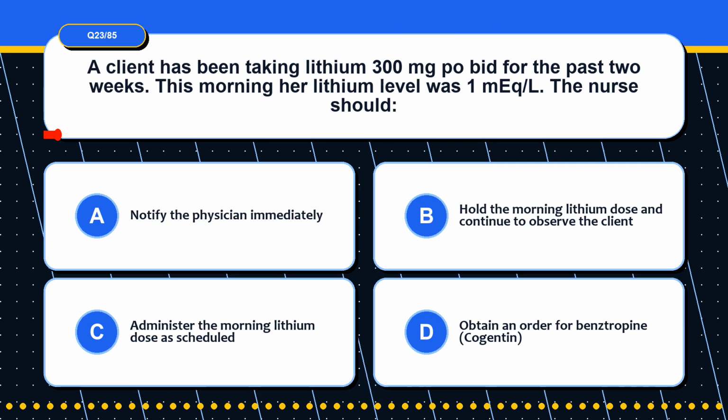Question 23. A client has been taking lithium 300 mg PO BID for the past 2 weeks. This morning her lithium level was 1 mg/L. The nurse should, here are the options. Option A, notify the physician immediately. Option B, hold the morning lithium dose and continue to observe the client. Option C, administer the morning lithium dose as scheduled. Option D, obtain an order for benztropine Cogentin.